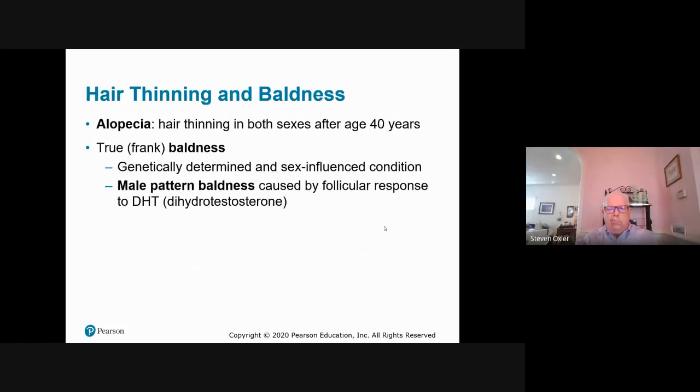The word alopecia means thinning of hair, loss of hair. Okay? Baldness is a genetic abnormality. Alopecia is a different situation. It's thinning of hair, not true baldness.